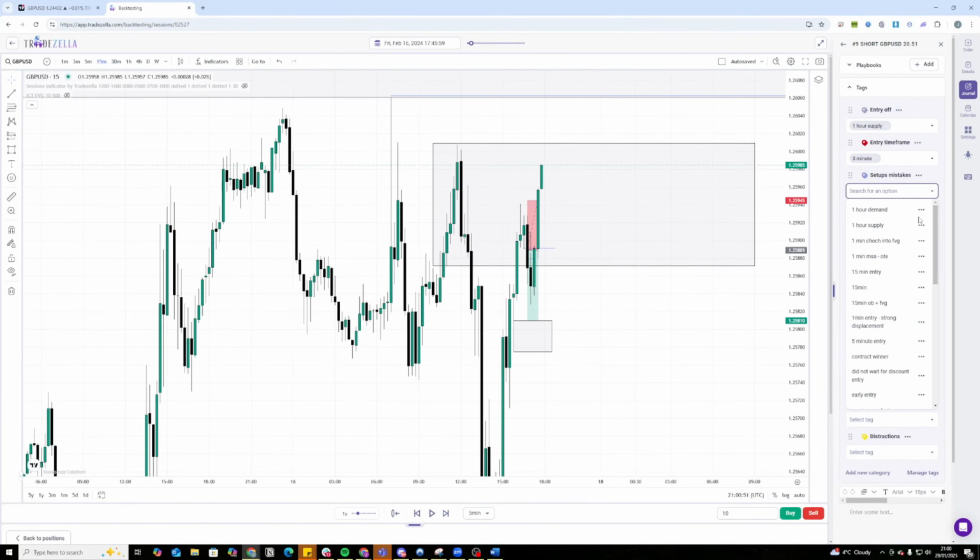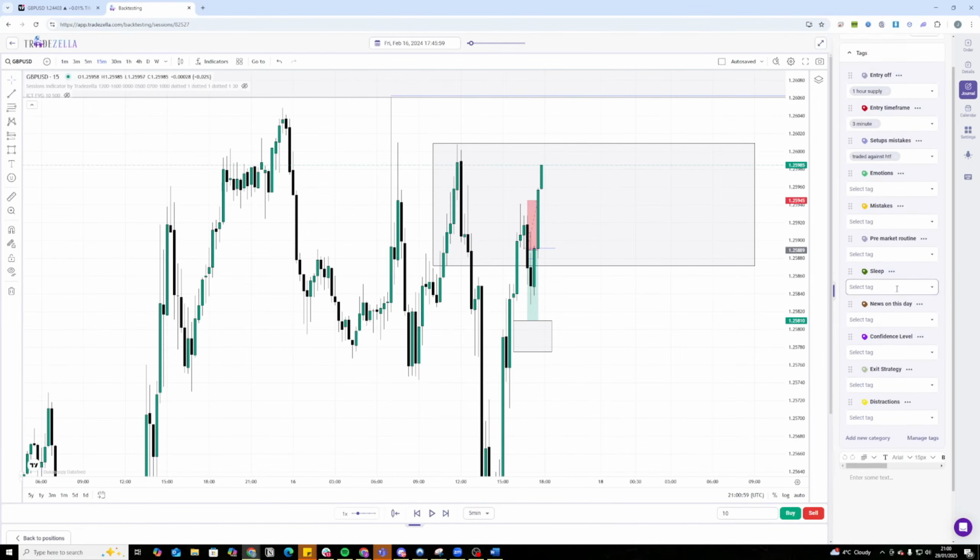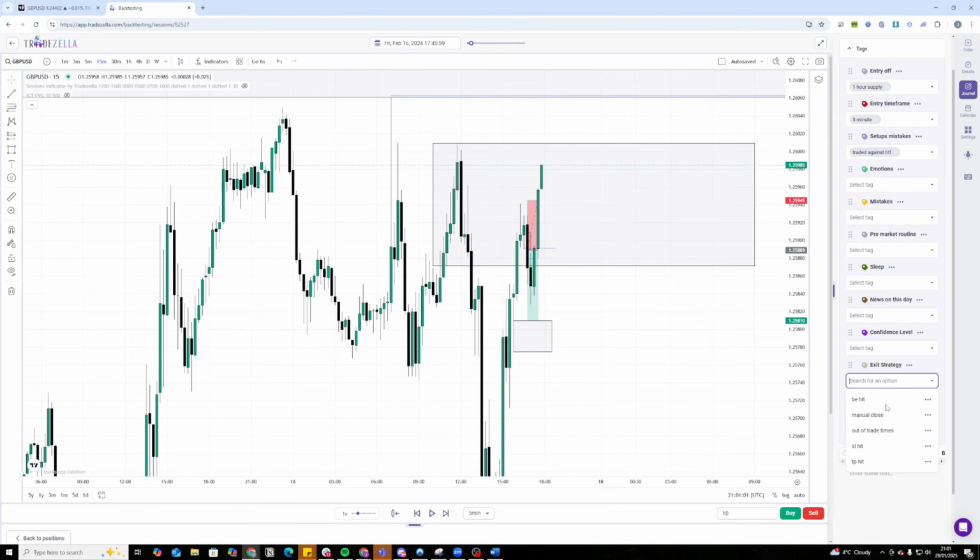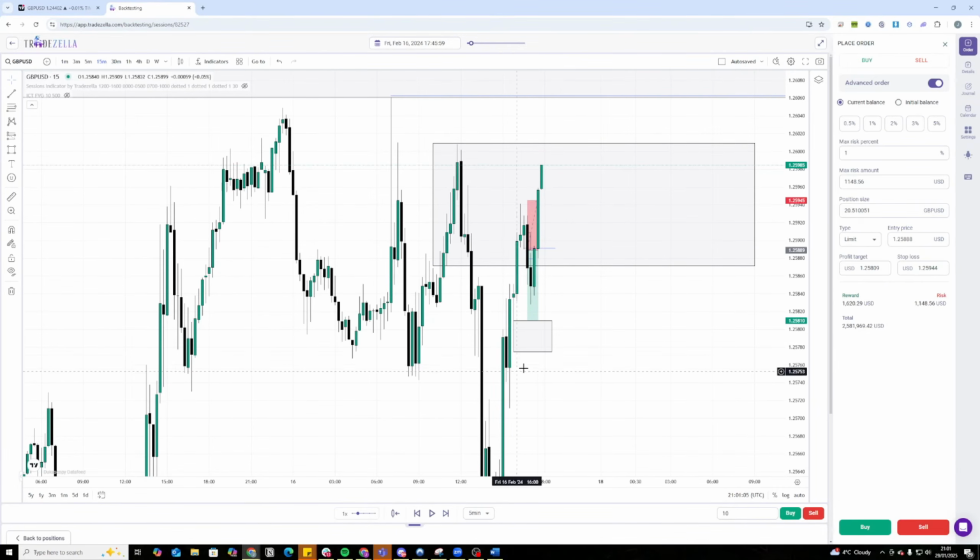Setup mistakes. We'll go trade against trend. Actually, have we got one of those already? Trade against higher time frame. And then stop loss hit. Okay. So that was obviously the strategy. You guys have got the Word doc.